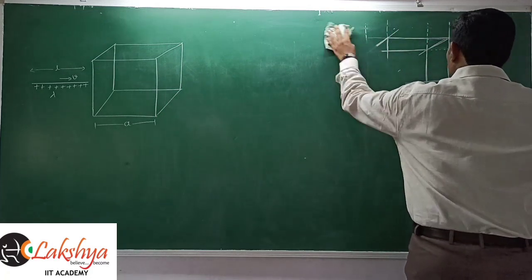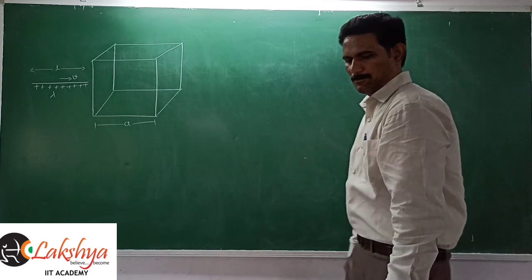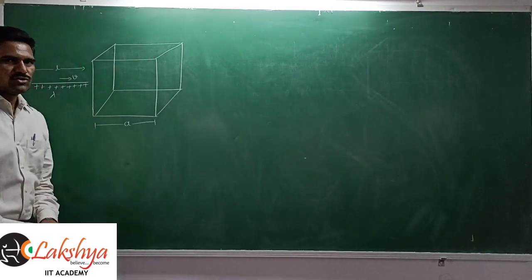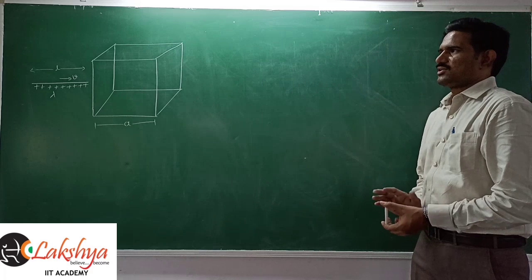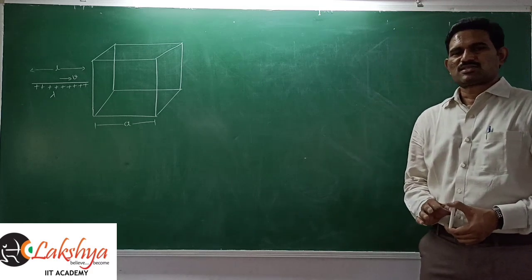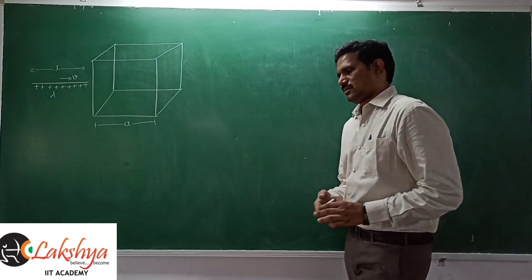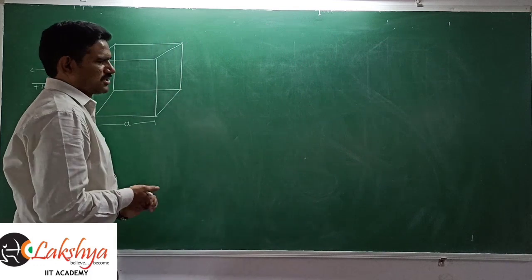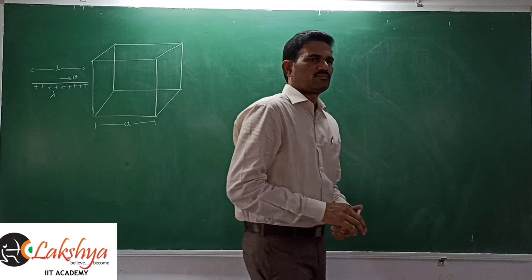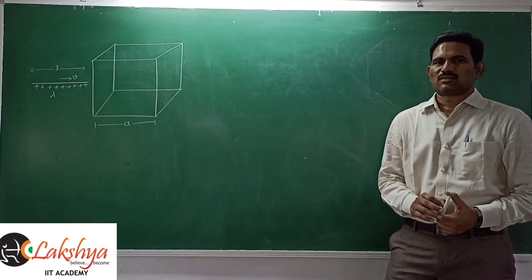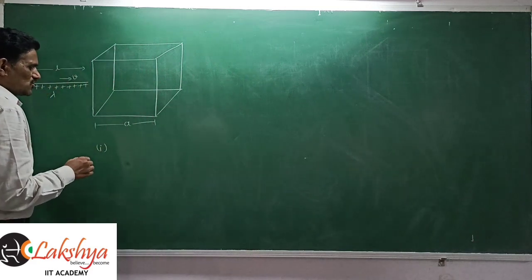Through an imaginary cube of side A, a line of charge of length L, having linear charge density lambda, starts entering the cube at t equal to 0 and moves with the constant speed v. Then draw the variation of flux through the cube with the time.